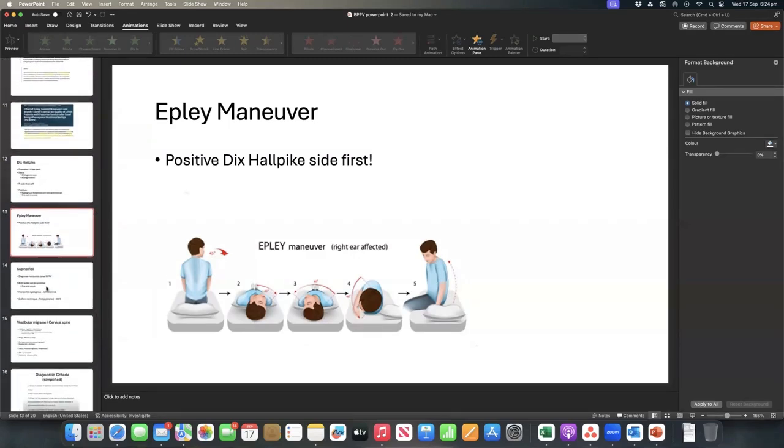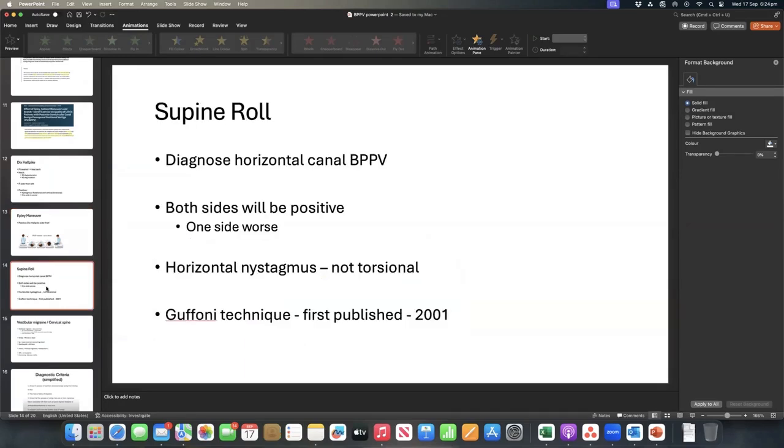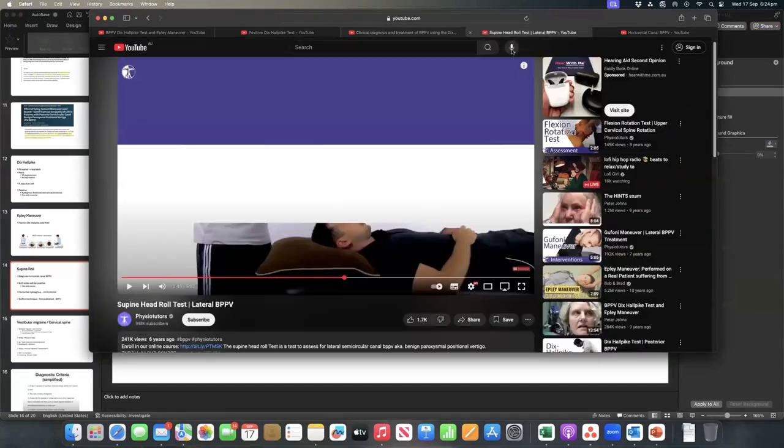All right, now sometimes you'll have all of the signs of BPPV, and you'll do the Epley and nothing will come up. It'll be negative. And what most commonly will be the case is they will have a horizontal canal BPPV. And so what we want to do is there is a second test called the supine roll test. And let's just go to the video because a picture says 1,000 words.